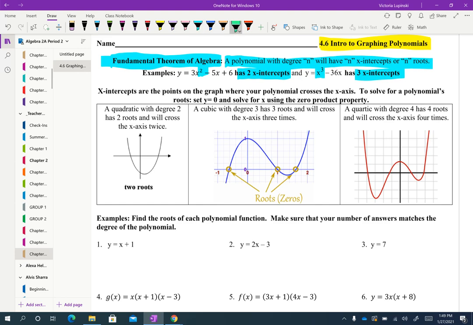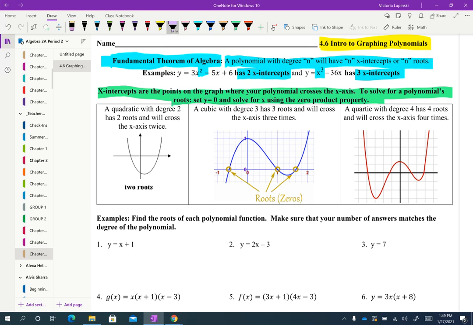We've been talking about graphically, what does it mean to be an x-intercept? So let's just make sure that we're aware that an x-intercept is a point on the graph where the polynomial crosses the x-axis. If you are trying to solve from an equation for the x-intercepts, you have to set the function or the y equal to 0, and then you have to solve using the zero product property. Just a couple of visuals here to help remind us.